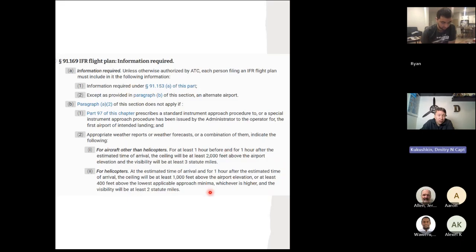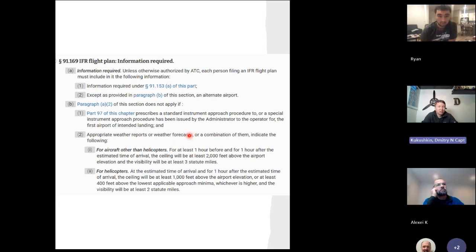So there is a 91.169 slide just showing this, so hopefully it sticks to memory. Again, I distilled this 169 into more human readable language. For me, at least, that's what it took to figure this out. And there is the 1-2-3 rule for aircraft: for at least 1 hour before, 1 hour after the estimated time of arrival, the ceiling will need to be 2,000 feet, and the visibility 3 statute miles. That's talking about your destination airport.